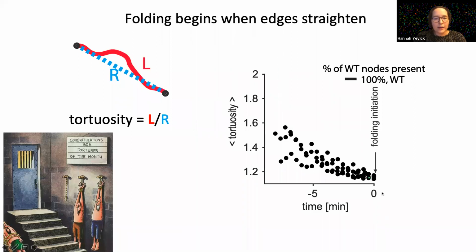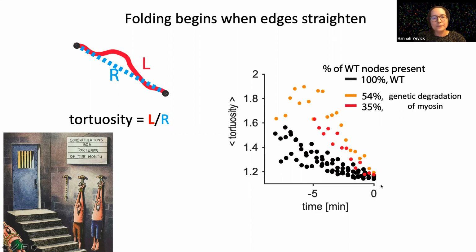And so again, we asked, well, is there something important about this degree of straightness in initiating tissue folding? And so looking at how the straightness of network edges evolves over time in the mutants where myosin was genetically degraded to varying amounts, we saw that in these tissues as well, folding began when network edges also straightened to the same amount.